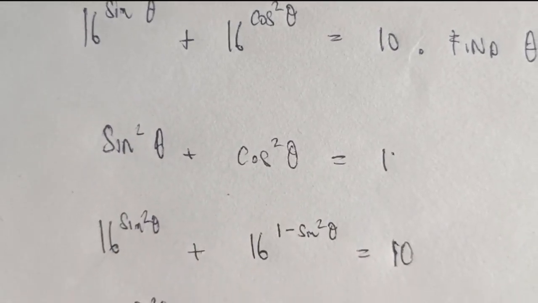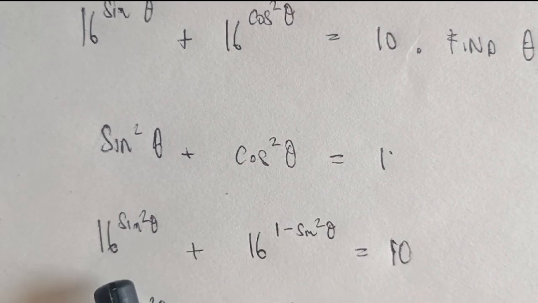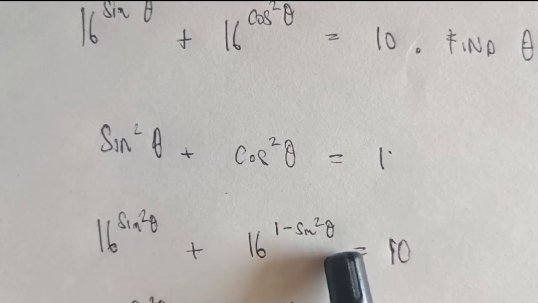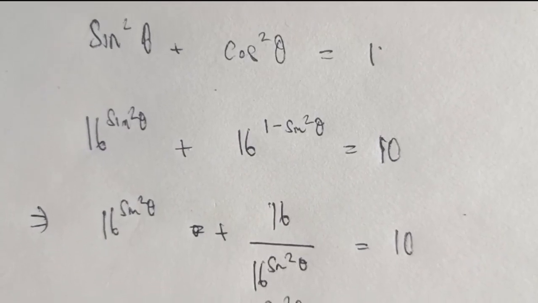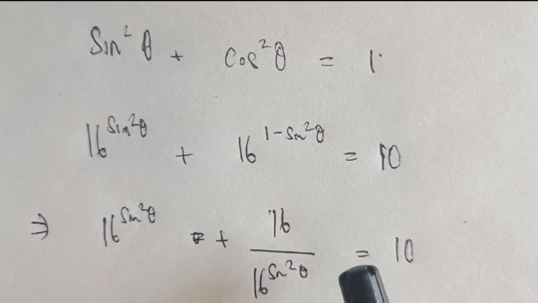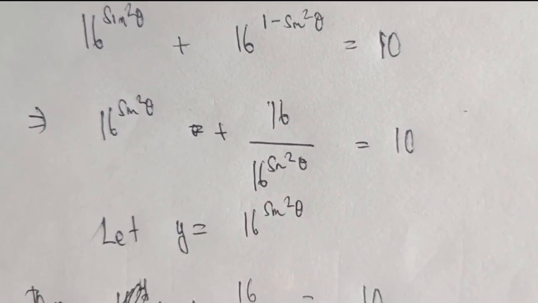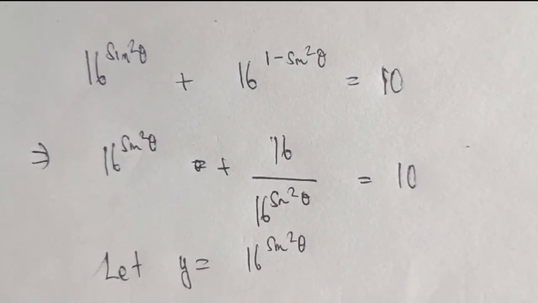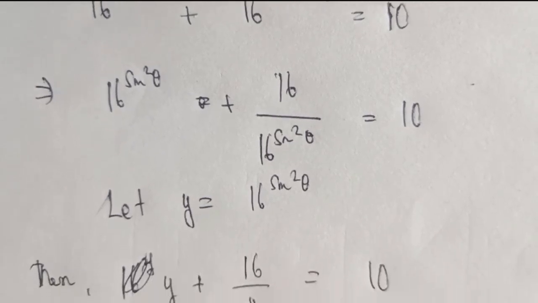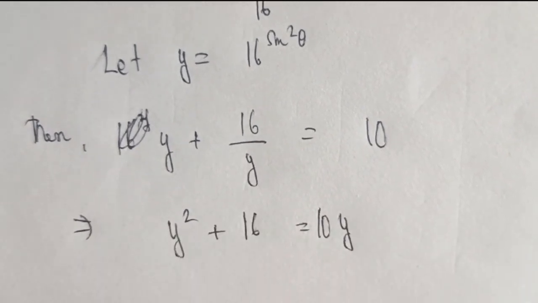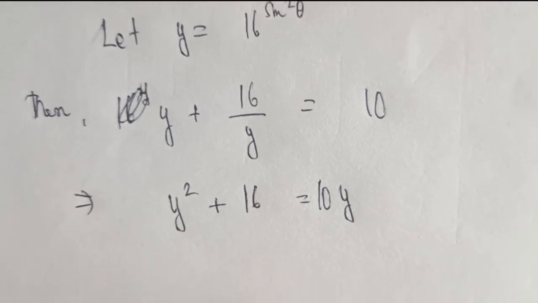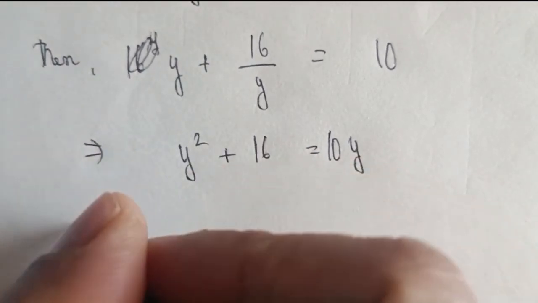So hence, when we substitute for cos squared theta, this equation becomes 16 to the power of sine squared theta plus 16 to the power of 1 minus sine squared theta is equal to 10. Writing it down further, 16 to the power of sine squared theta plus 16 divided by 16 to the power of sine squared theta is equal to 10. Now very simply, let y is equal to 16 to the power of sine squared theta. Easy. Then we get y plus 16 by y is equal to 10, and hence y squared plus 16 is equal to 10y. Now we will solve this together after this.